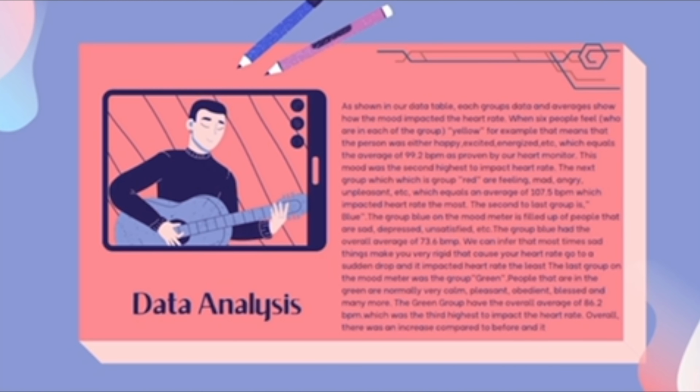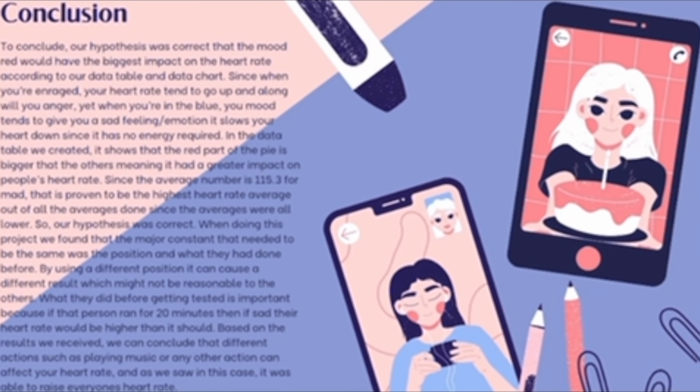So based on the data we just analyzed, we noticed that almost every single group and every single person in each group had an increase in heart rate, except for a few. And even if it did not increase, it was very close to the before heart rate. So we believe that it did either have an effect or it didn't have much of an impact at all. To conclude our experiment, our hypothesis is correct that the mood meter color red, aka frustration, will have the biggest impact on the heart rate according to our data table and data chart.